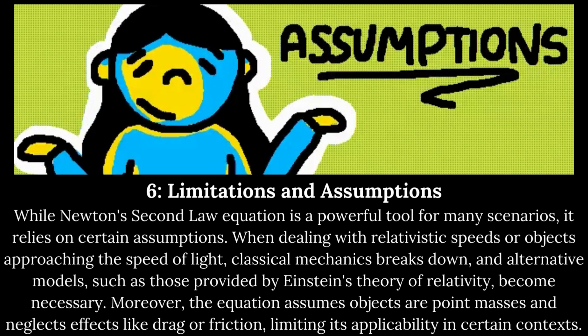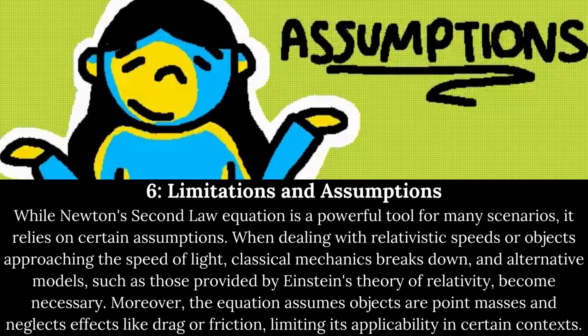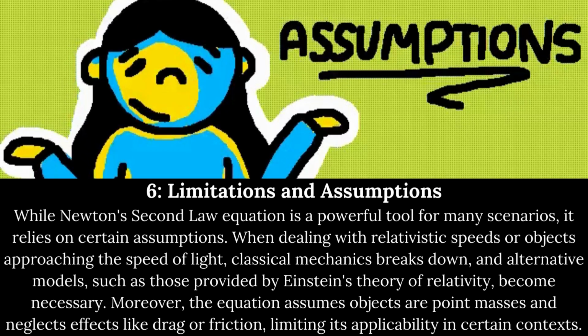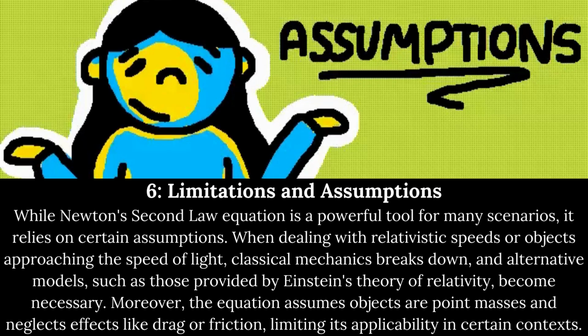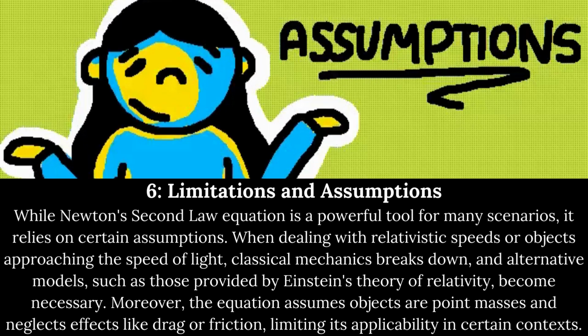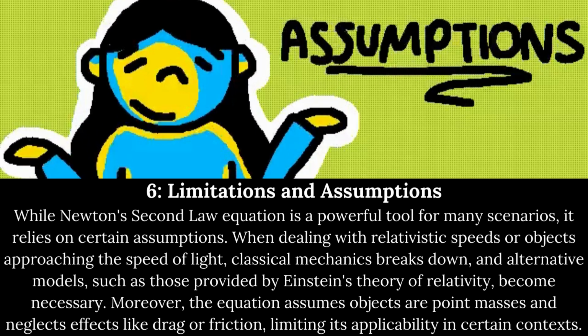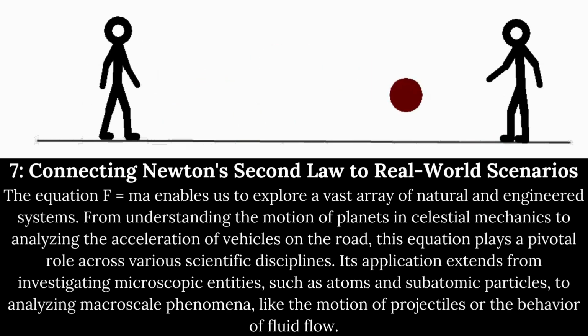6. Limitations and assumptions. While Newton's second law equation is a powerful tool for many scenarios, it relies on certain assumptions. When dealing with relativistic speeds or objects approaching the speed of light, classical mechanics breaks down, and alternative models, such as those provided by Einstein's theory of relativity, become necessary. Moreover, the equation assumes objects are point masses and neglects effects like drag or friction, limiting its applicability in certain contexts.